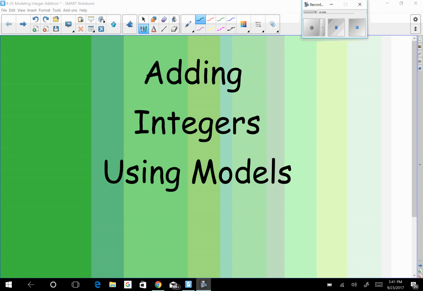We're going to learn how to add integers using models. Models means pictures. So first we're going to learn how to add integers using pictures, and then in our next lesson we'll learn how to add them without using any pictures.